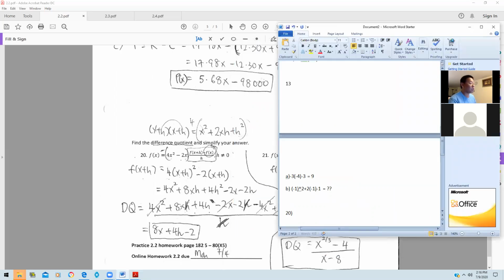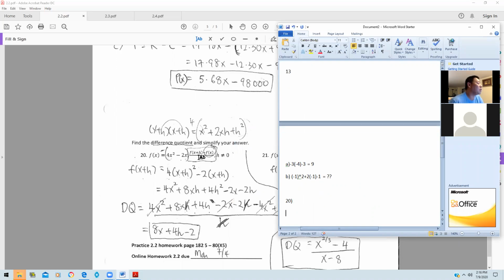So how do we do question number 20 to find the difference of quotient? The first thing you need to do is figure out what is f(x+h). And so what is f(x+h) is you change all the x to become x plus h. So the original equation, say, is 4x squared minus 2x, right? This is the original equation. So what I do is I change all this capital X to become x plus h. Okay, so this is f(x+h) here. So we change all the x to become x plus h.